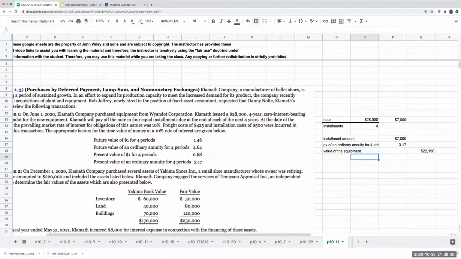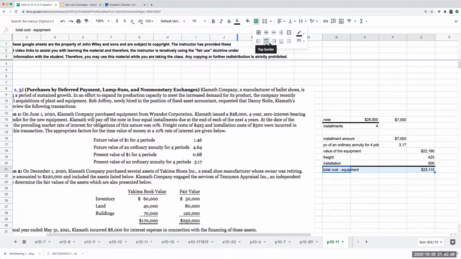The other thing is that when I'm talking about the acquisition cost, I also need to factor in the freight and the installation. The freight here is $425, the installation is $500. So my total cost of the equipment, which becomes my basis for depreciation and the like, is going to be $23,115. Okay, let's take a look at the next one.